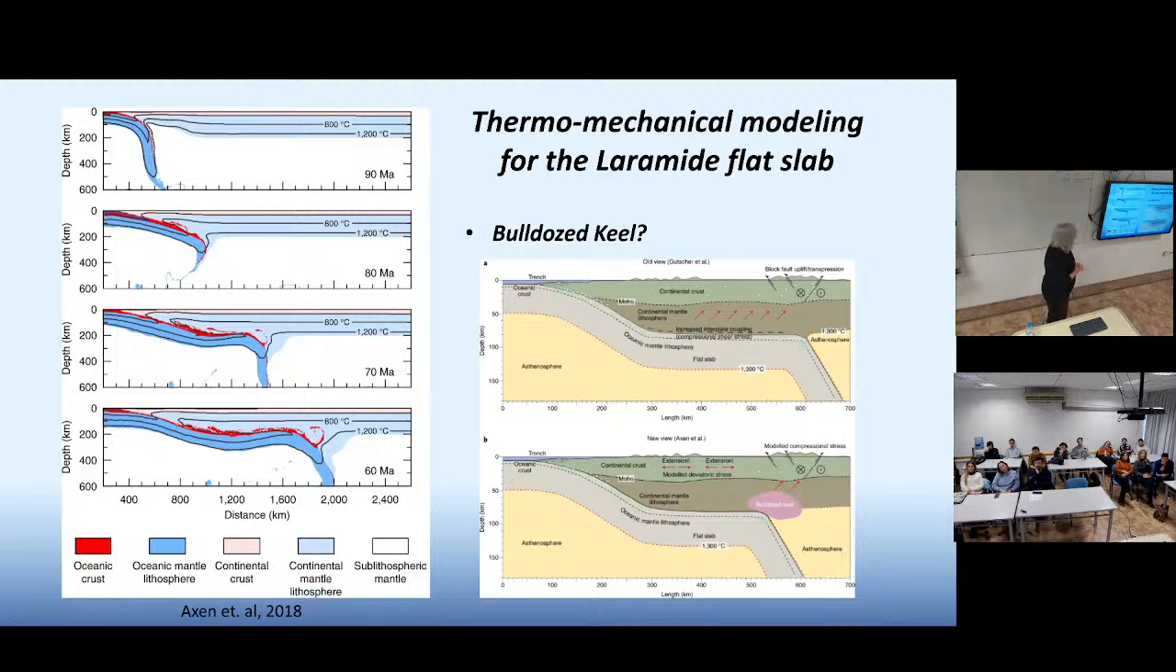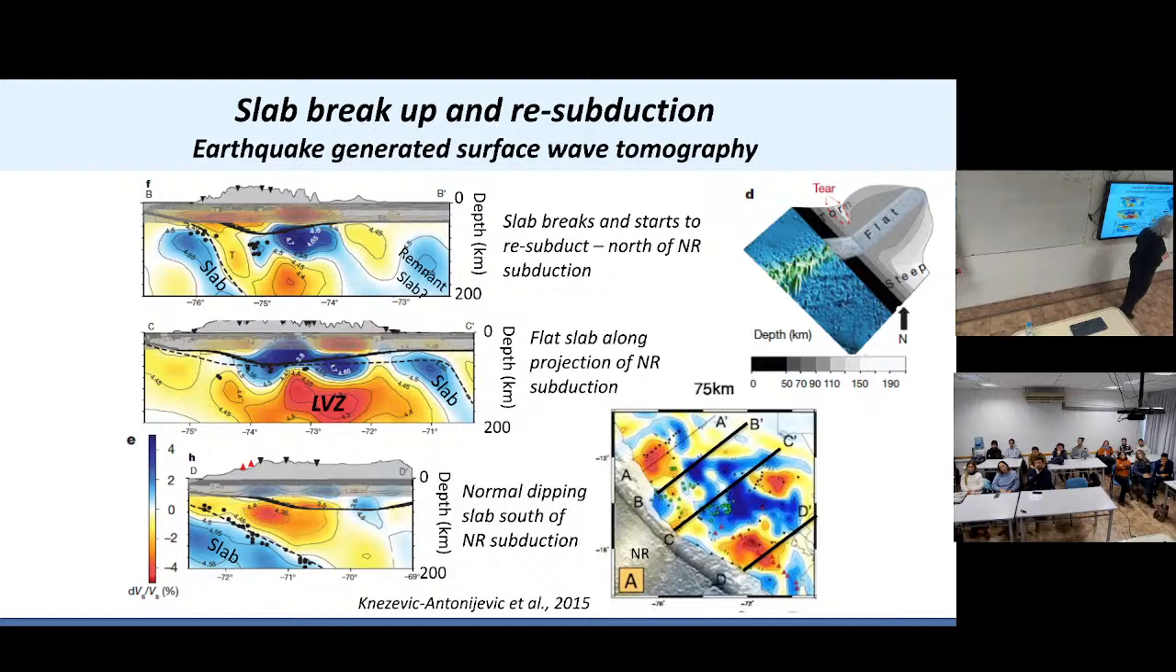Axen et al. in 2018 did a thermomechanical model for the western US, the Laramide, with a flat slab that you can see extended under the western US. And they suggested that there was a keel that got bulldozed over. It's sort of similar to what we're suggesting.